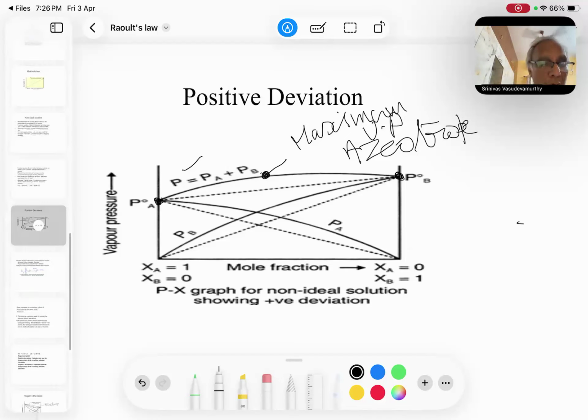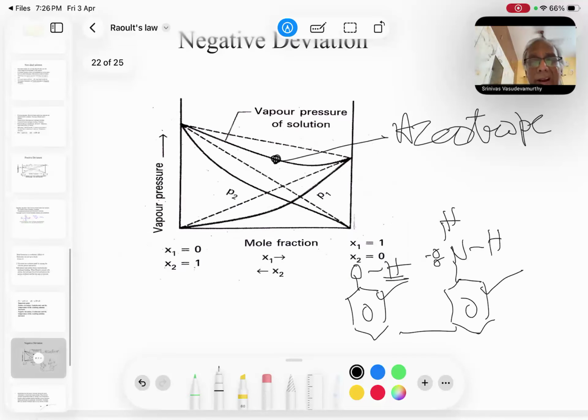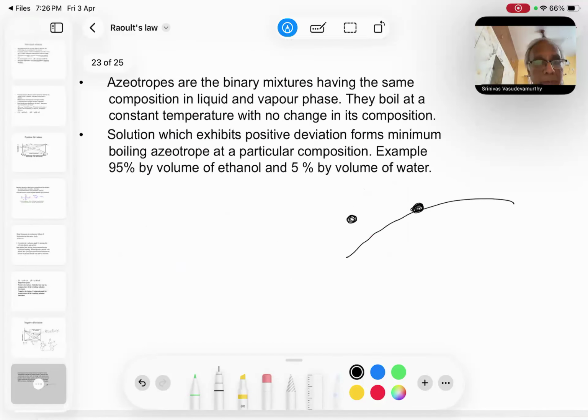So it forms a minimum boiling azeotrope here. Same way, for negative deviation, you see here the vapor pressure is minimum. So the boiling point will be maximum here. Negative deviation forms a maximum boiling azeotrope. Right? Positive deviation, minimum boiling azeotrope. Negative deviation, maximum boiling azeotrope here.